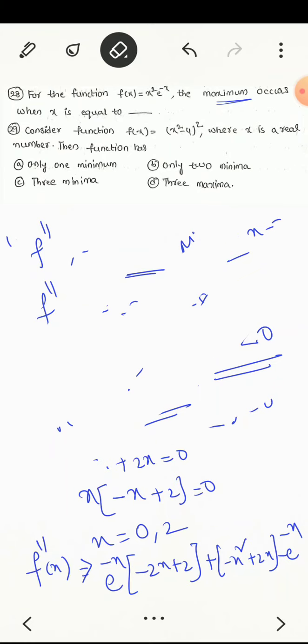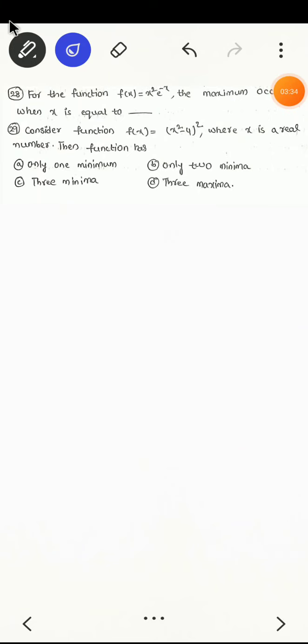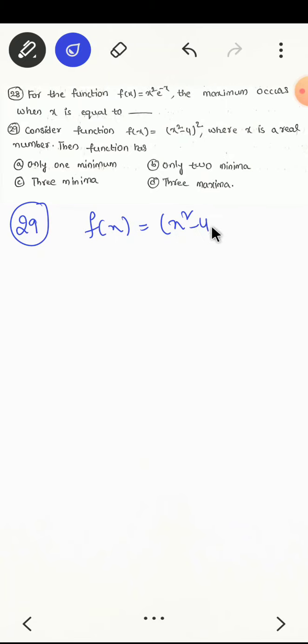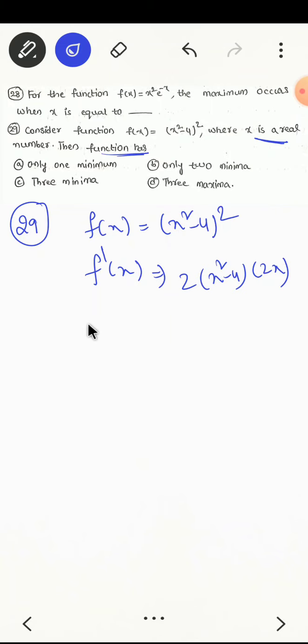Problem number 29. Okay. So f of x is equal to x square minus 4 whole square. Where x is a real number, the function has only one minima, only two minima, or three maxima. So first, what you have to do is find f dash of x. F dash of x will be, for the square, 2 into x square minus 4, and again differentiate the inside, that will be 2x.